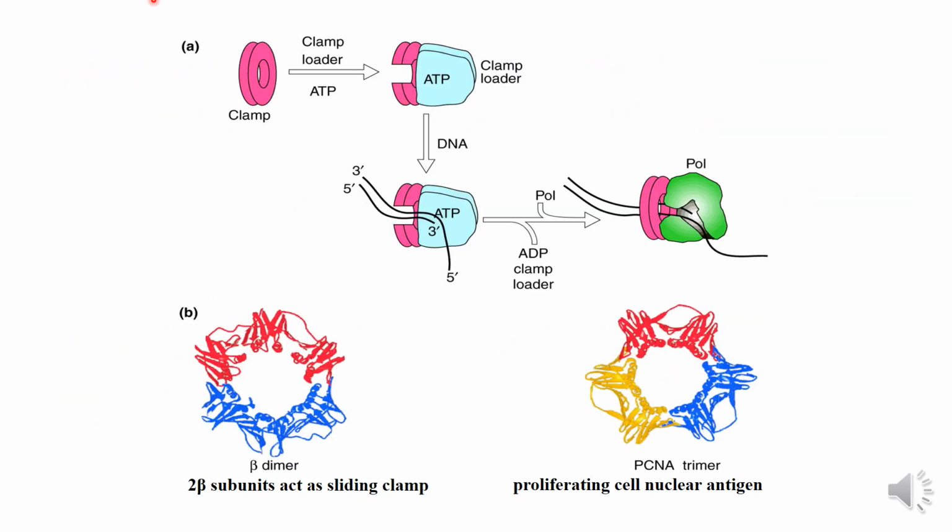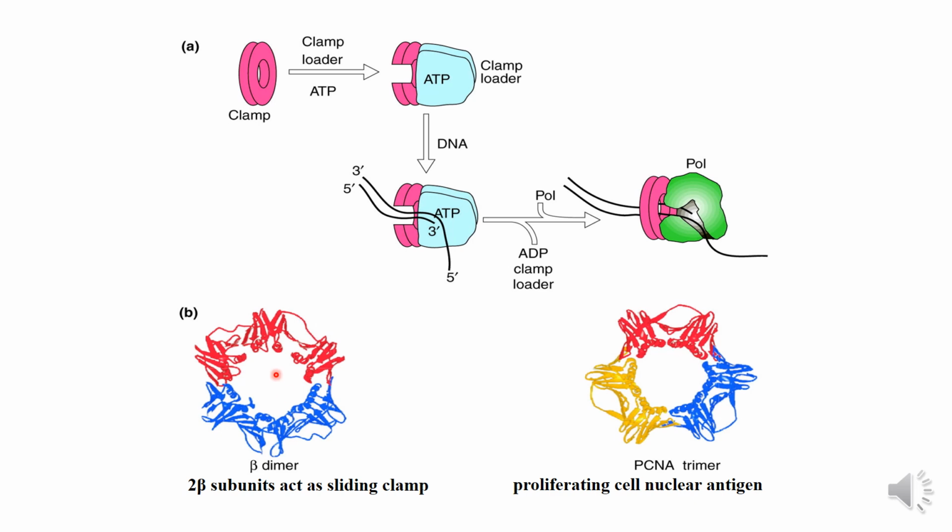Now you can take a look at this. This is the clamp. This is the clamp loader. It requires energy to open the clamp, and the clamp loader enables the clamp to fix to the DNA with the help of ATP. Once the clamp is fixed to the DNA, the clamp loader will dissociate and the polymerase will bind to the DNA, and the polymerization or replication will start.